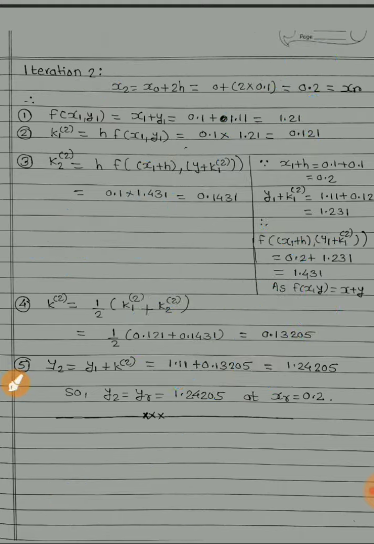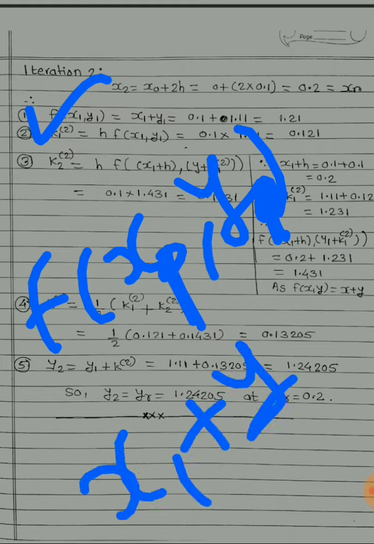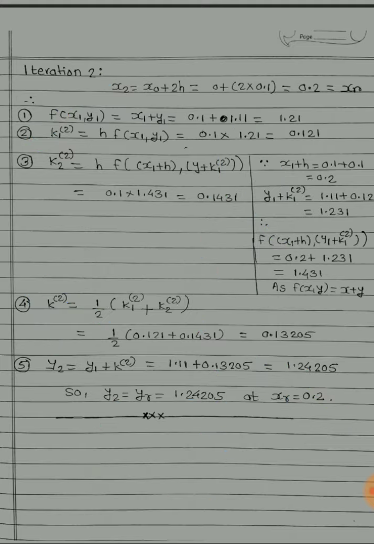Then again, all the formulas I need to use once again. So for iteration 2 I get f of x1, y1 instead of f of x0, y0. Now I am calculating f of x1, y1, which will be x1 plus y1. If I put in the values of x1 and y1, I get 1.21.